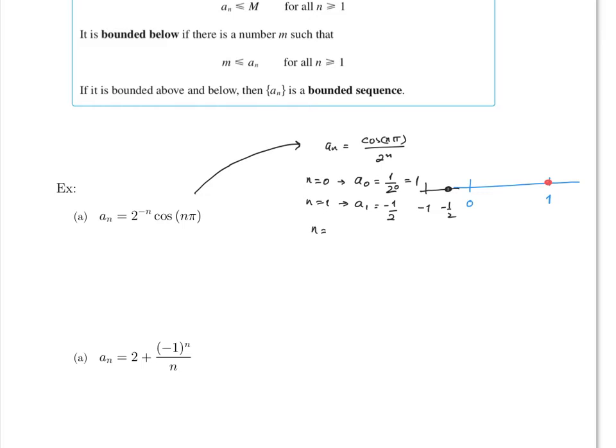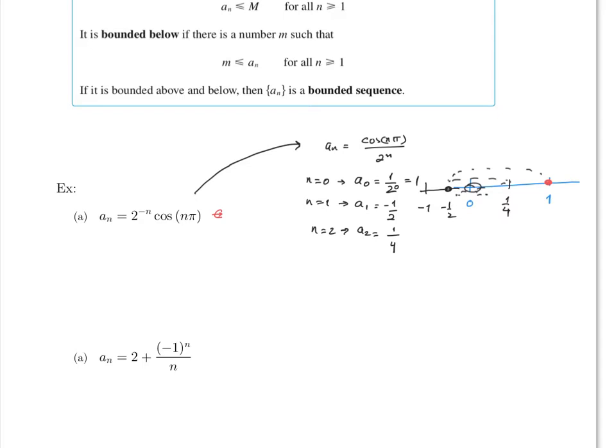Now, what about if n is 2? Then this will be a 2, which will be now cosine of 2 pi, which is 1. But now this will be 1/4, which will be here. So notice how this goes from positive, then to negative, to positive. It's going to keep going to negative, but you can see that this is approaching 0. So clearly this one will be convergent.